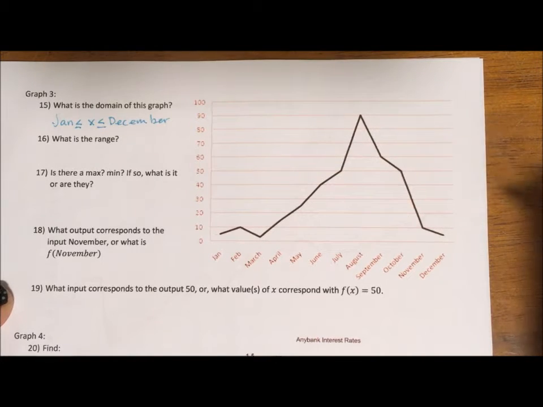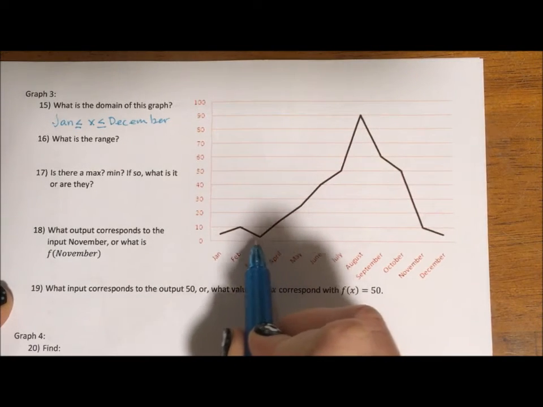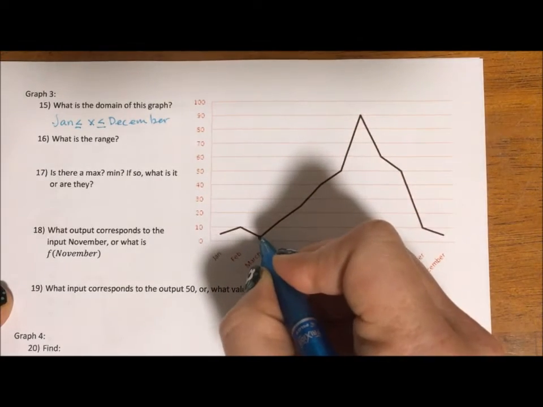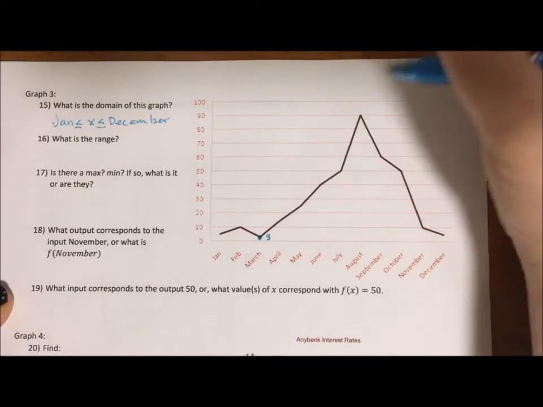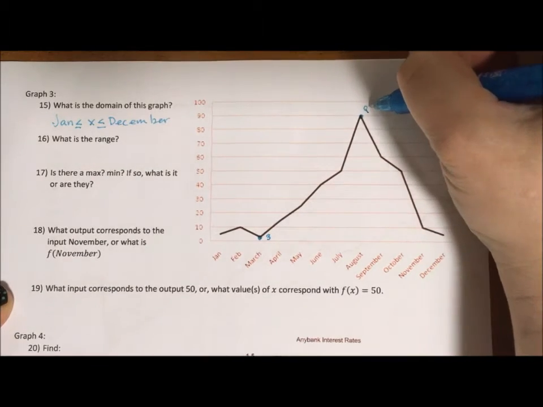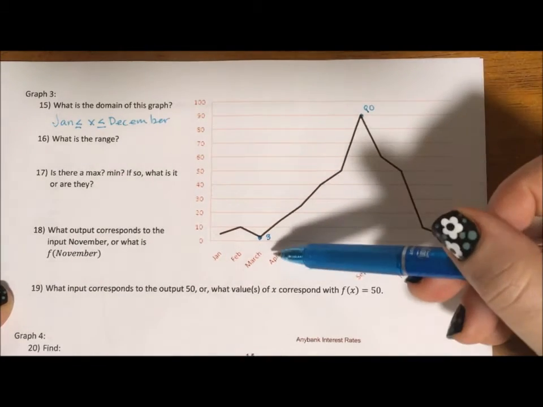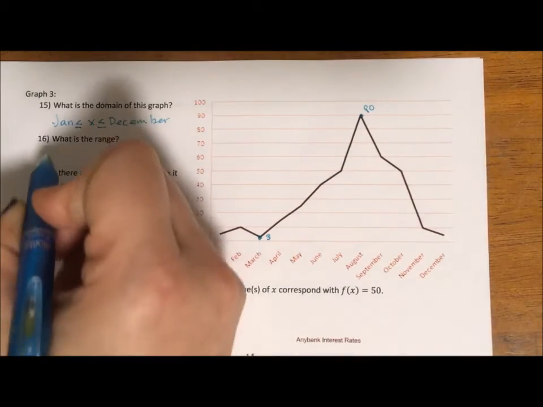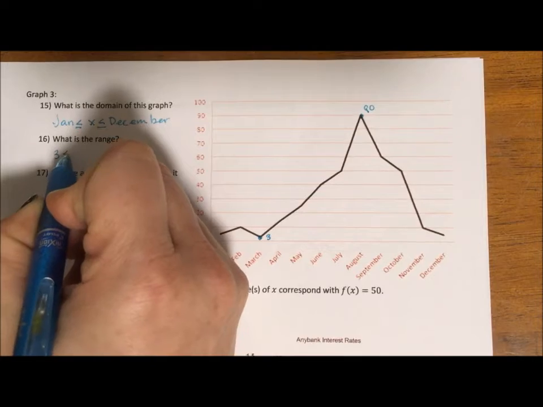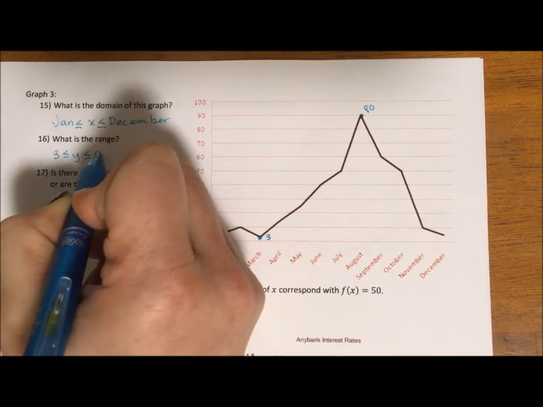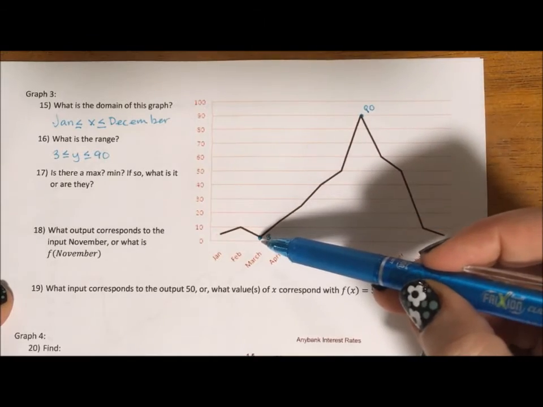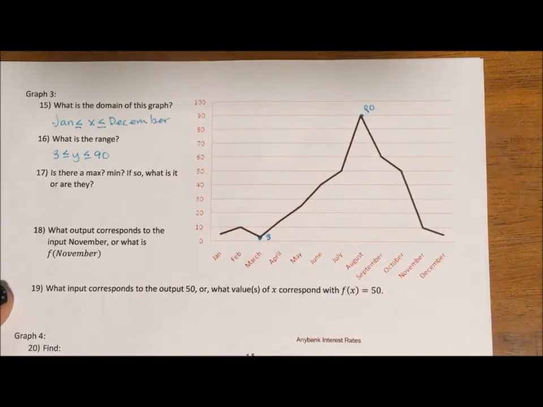It says, what is the range? Well, the lowest point on here is about 3. This is our low point right here. This is about 3. Our highest point right here is 90. And range has to do with the minimum value to the maximum value. And because those are existing points, I'm going to say 3 is less than or equal to y is less than or equal to 90. And that will give me the range, smallest to largest.